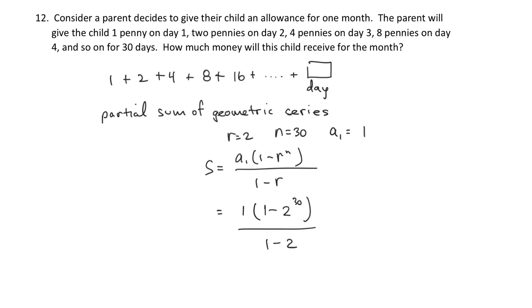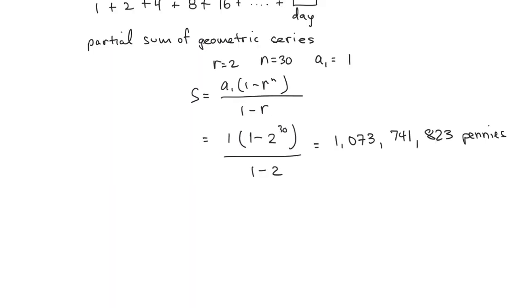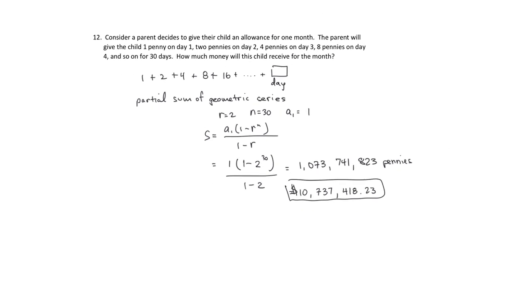So this is definitely a calculator problem. This will give us the answer in terms of pennies. So this is 1,073,741,823 pennies. If we want that in terms of dollars, we're going to divide that by 100. $10,737,418.23 is 1 month's allowance.